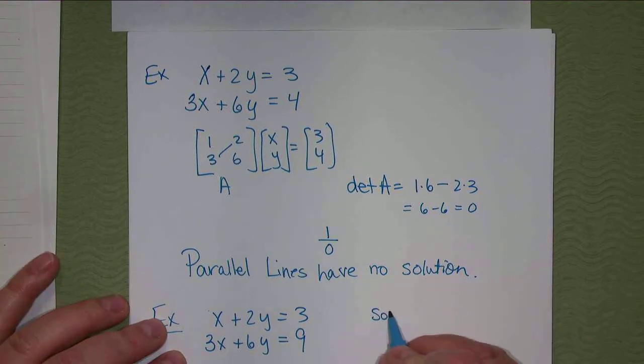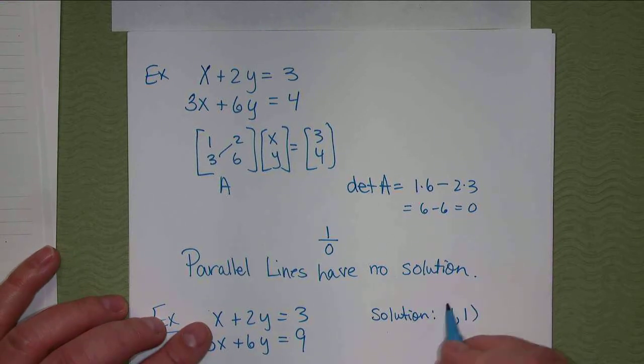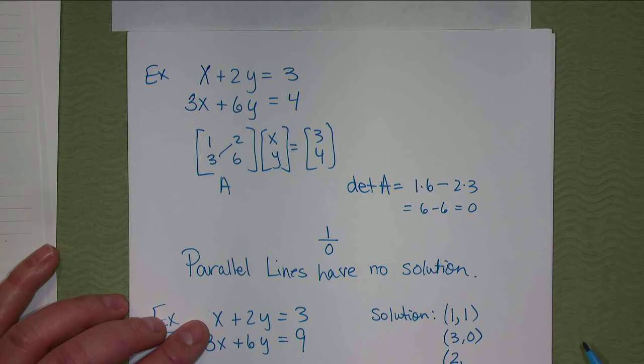There's infinitely many. One of them would be 1, 1. Does that work? 1 and 1. What about 3 and 0? Does that work? And remember, the second line is the same line, so it'll work in there too. Could I go on forever? Yeah, well, all I'm doing is plugging in a value of x and then solving for y. 1/2.